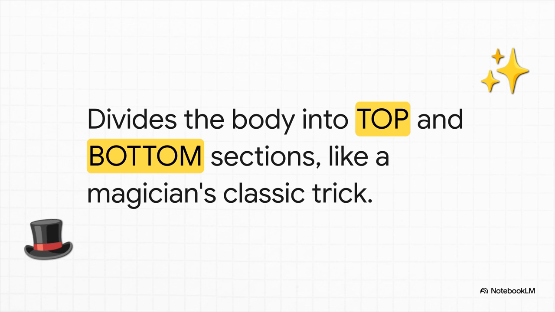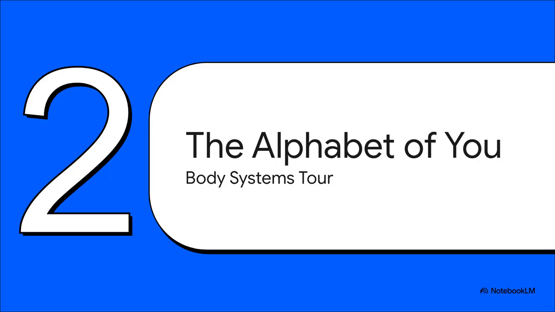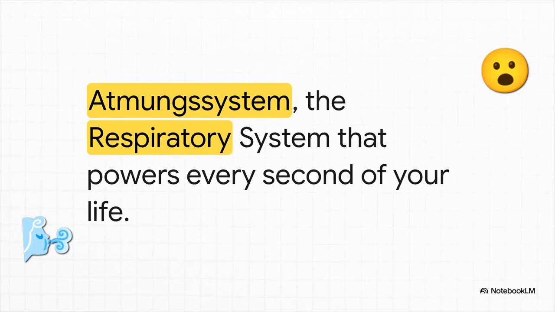Our map is ready? Okay, map in hand, language learned. It is time for the main event. We are about to fly through some of the body's most critical systems, and we're going to do it alphabetically. First up, A. Our tour kicks off with A for Atmung system. Now, you'll see a few of these German words, since that's where our source material comes from, but we all know this as the respiratory system. This is the engine that simply never, ever stops.